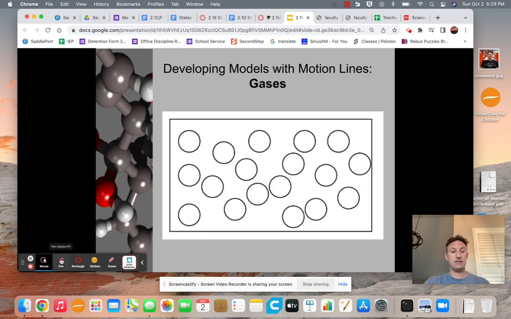Now with gases, gases are going to be moving the fastest. So instead of one line, not two lines, but three lines. So having three small lines, making sure they're separate, that is how you model. I know my lines are not so great with this pen here, but as long as there's three lines, then I understand that you're telling me that they are moving more.